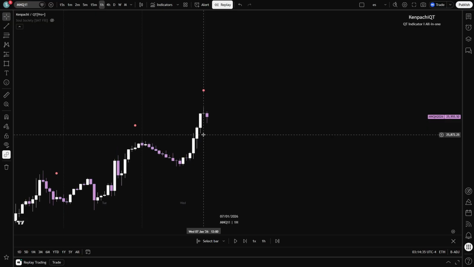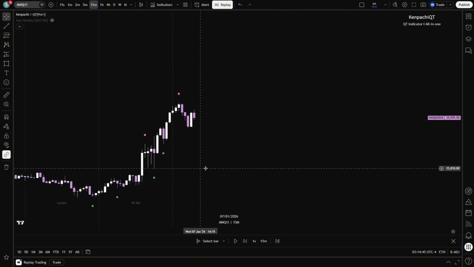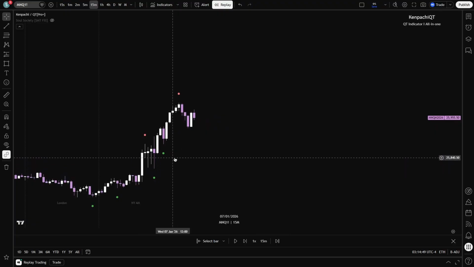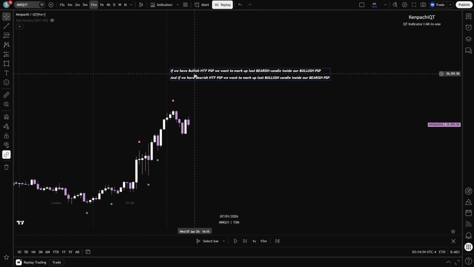Going to the 15-minute time frame, we want to see the whole price action of our PSP candle. So for example, we have this 1 hour time frame PSP by 12 o'clock. So I go to the 15-minute chart and I look for the whole price action from 11 to 12. Now if you have a bullish high time frame PSP, you want to mark up the last bearish candle inside our bullish PSP. But in our case, we have the high time frame bearish PSP, the 1 hour time frame bearish PSP.